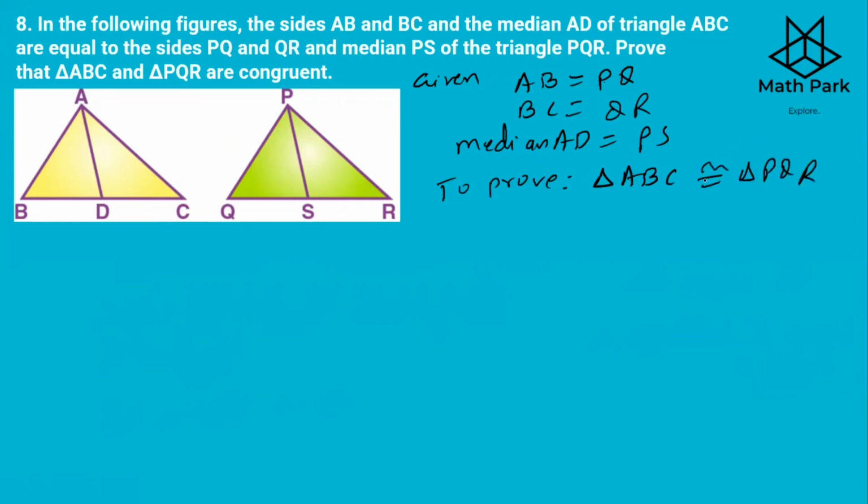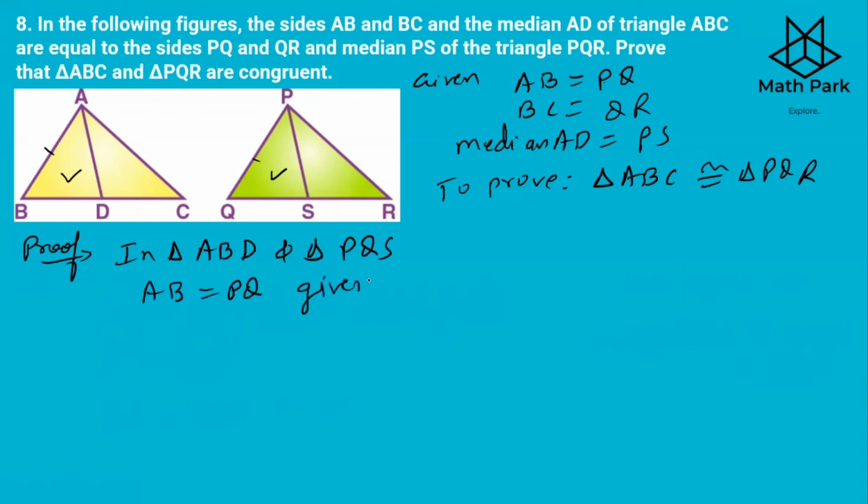Okay. So for ABC and PQR, we have only two things. We have AB is equal to PQ. You have BC is equal to QR. But something more we needed. For that, we will be proving two other triangles congruent first. So we begin with the proof. In triangle ABD and triangle PQS, you have AB is equal to PQ, given. Then also you have AD is equal to PS. These two things you can write the reason as given.